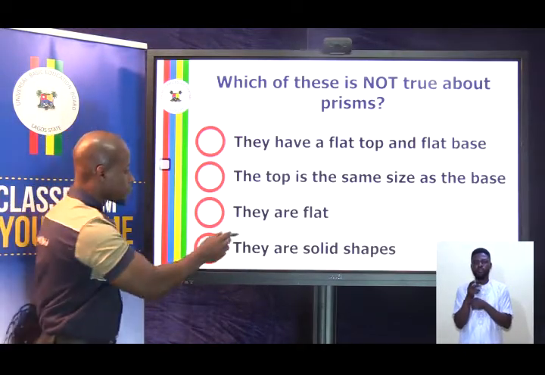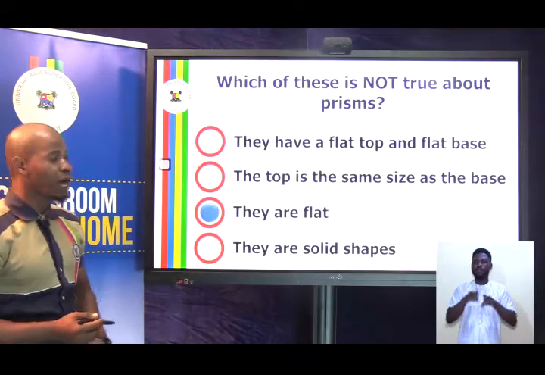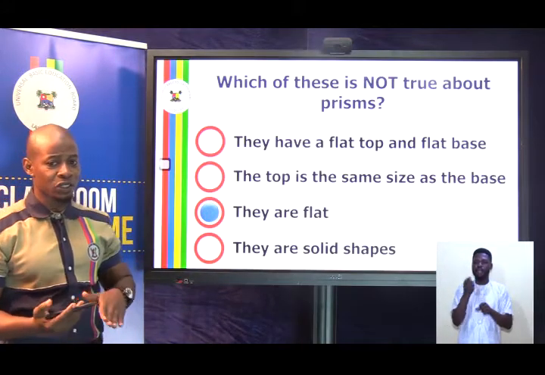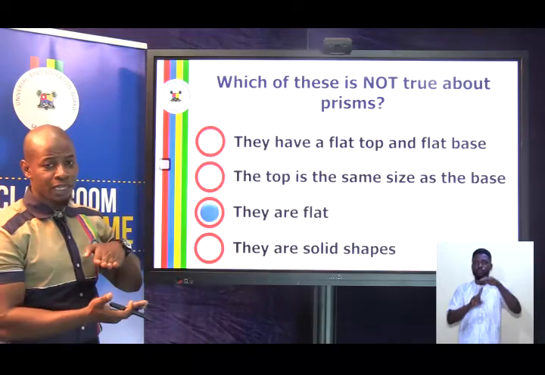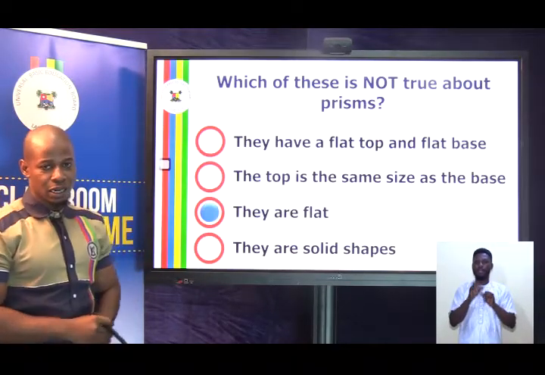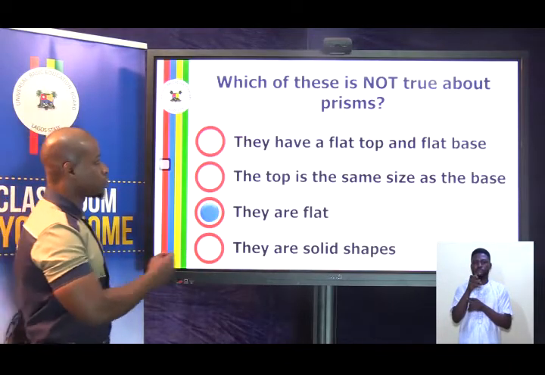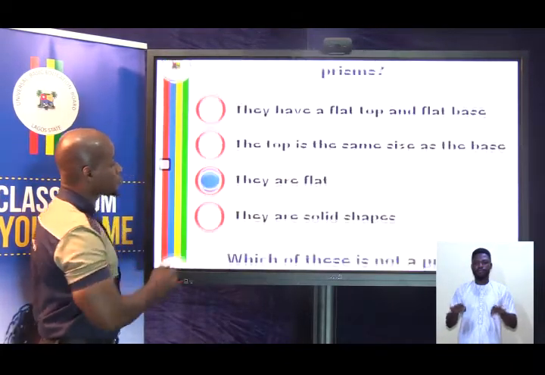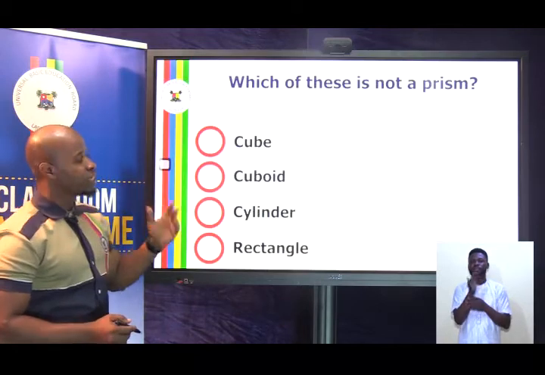Well, let's see. The correct answer should be that they are flat. Prisms are not flat. They are solid shapes. Flat top, flat bottom, and the flat top and flat bottom are the same, and the sides are straight. So prisms are not flat. Let's move on. Which of these is not a prism?